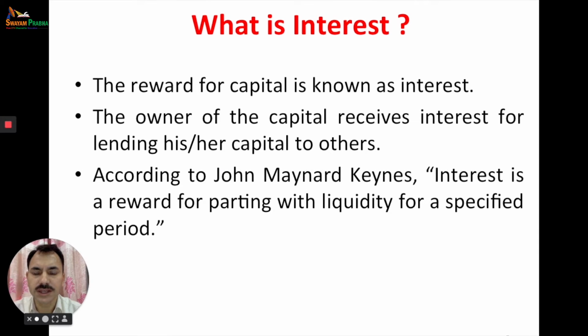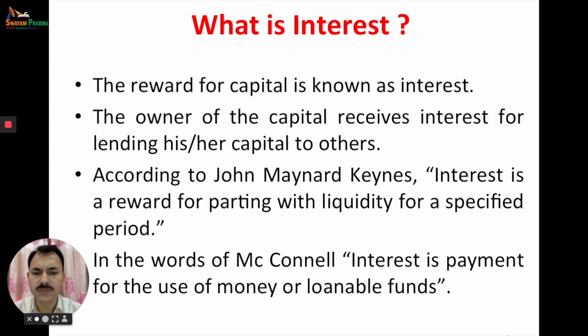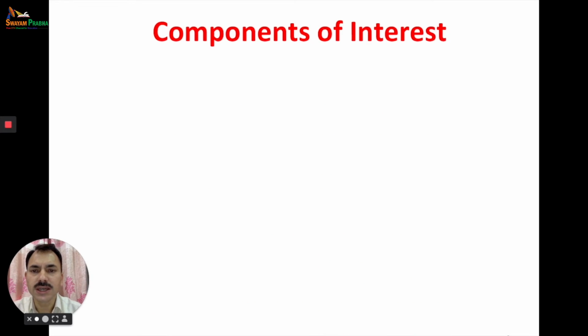Keynes says that interest is a reward for parting with liquidity for a specified period. Liquidity, cash, parting from a particular person for a specified period, and the reward given to him for this parting with liquidity for a specified period is called interest. In the words of Macaulay, interest is payment for the use of money or loanable funds. Basically, the new classical theory says that interest is nothing but payment made for loanable funds.